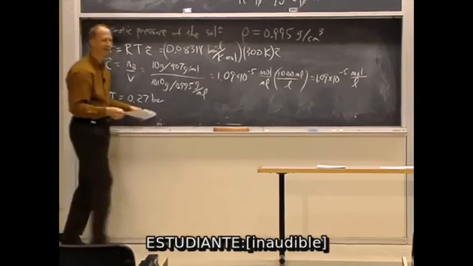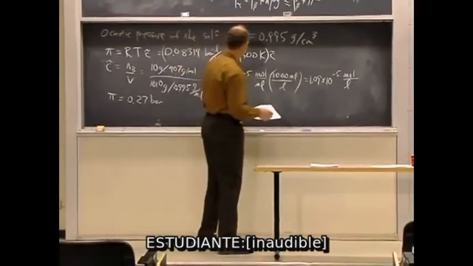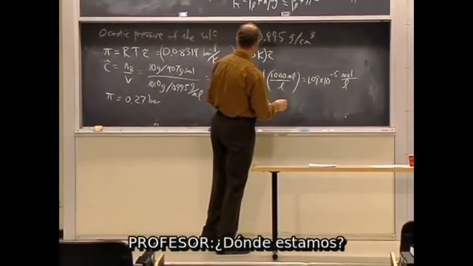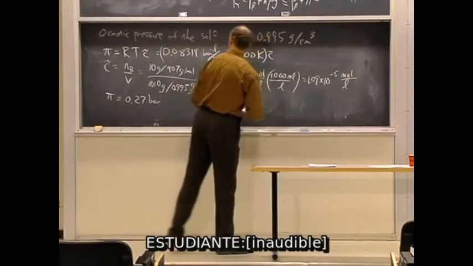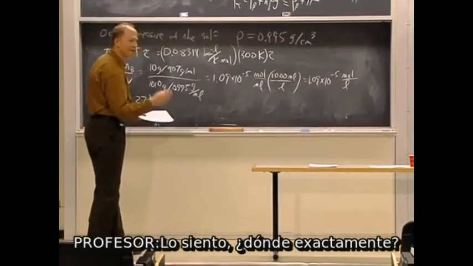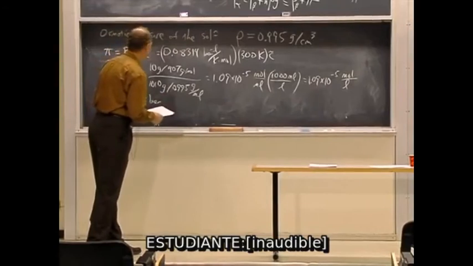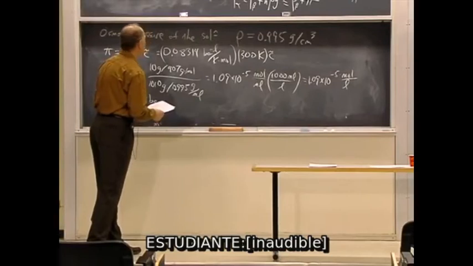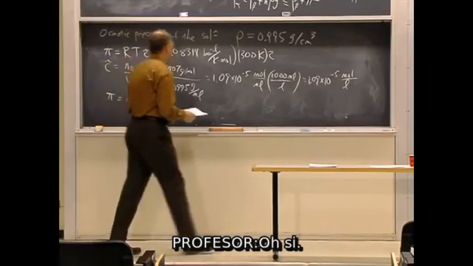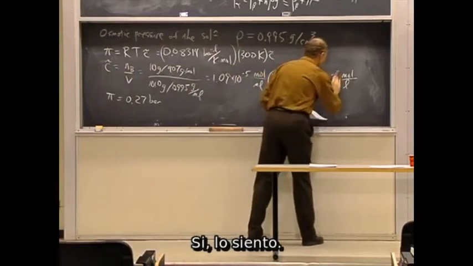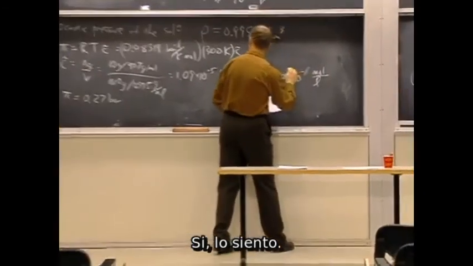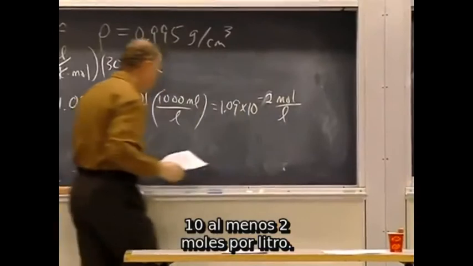Where exactly? 1.09 times 10 to the minus 5 times 1,000. It's either 10 to the minus 8 or 10 to the minus 2. Yes, sorry. 10 to the minus 2 mole per liter.